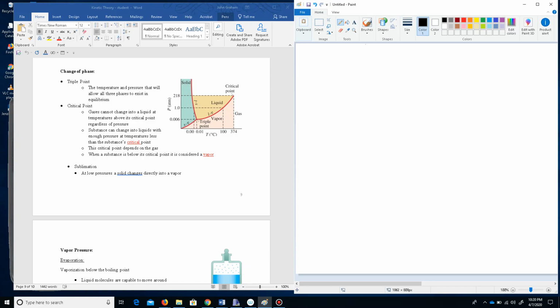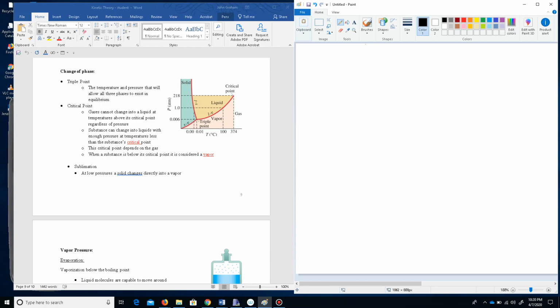Anyways, right along this line, you're going from a solid to a liquid, so this is melting and freezing. Along this line, liquid to a vapor, so it's evaporation and condensation. When you hit this critical point, anything above this cannot change. Gases cannot change into a liquid.